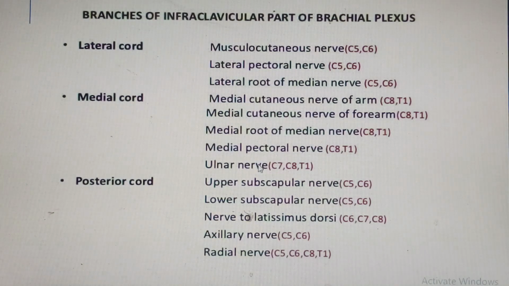But the ulnar nerve gets a communicating branch from C7. And so apart from C8, T1, the ulnar nerve will also have C7 to be part of the root value. So please get to know that.